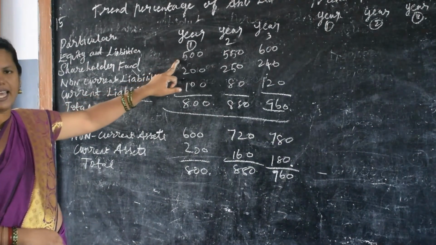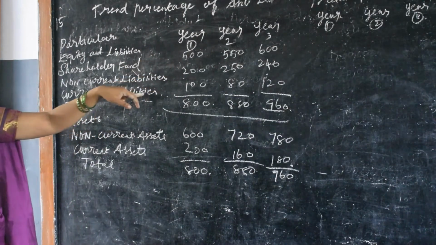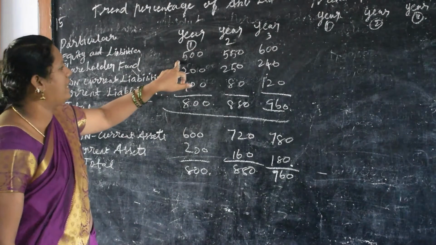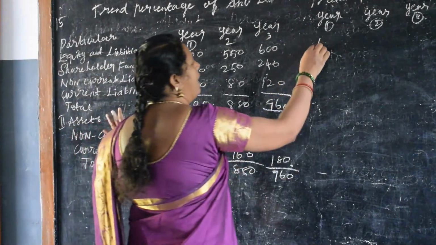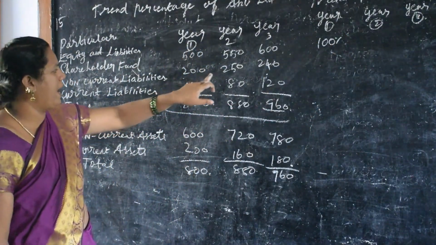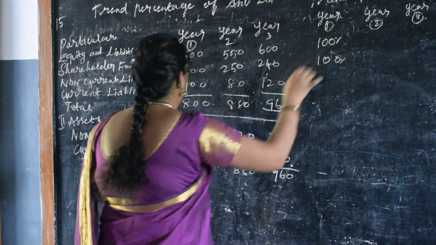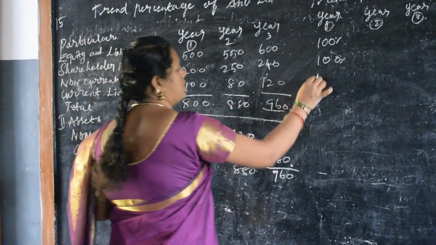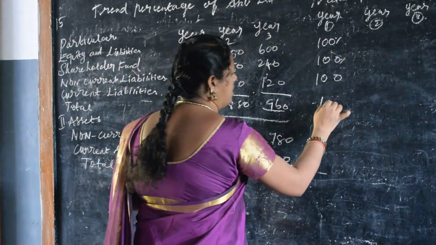Okay, for the year 1, the base area and the numerator area is same. That is 500 by 500 into 100. Okay, that gives 100 percentage. Are you clear? 200 by 200 into 100 gives a 100 percentage. And 100 by 100 into 100 is a 100 percentage. 800 by 800 into 100 is 100 percentage.